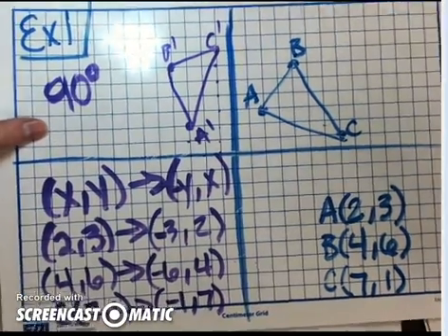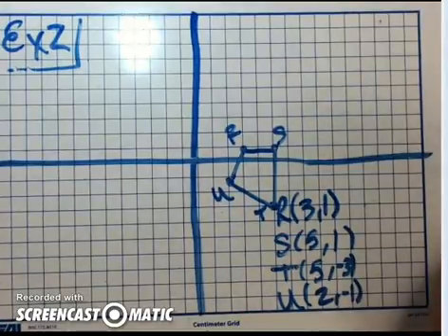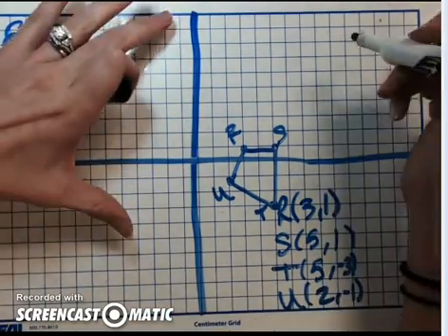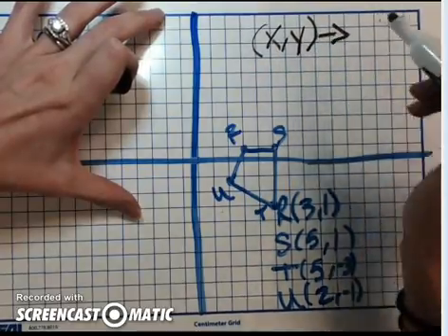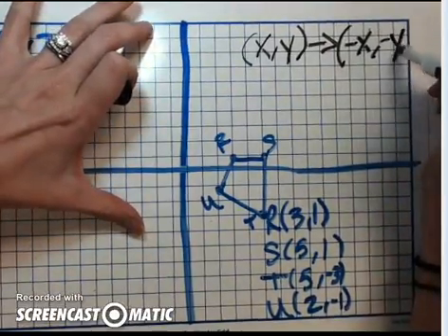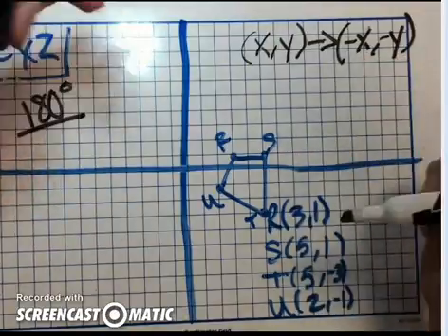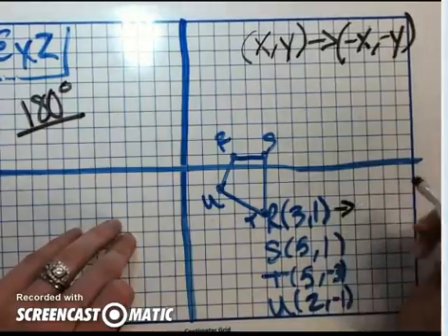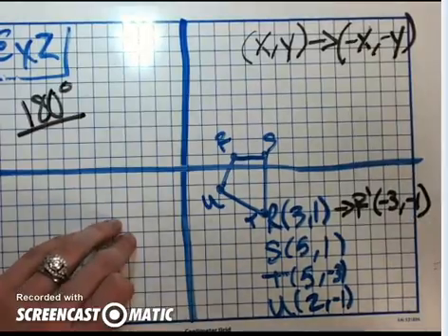Okay, so that was the rule for 90 degrees. Now we're going to do an example where we're rotating 180 degrees. The rule for a 180 degree rotation: you have your normal point (x, y), and when it undergoes your rotation, you're just changing the signs. Your x and y stay in the same places, they just change signs. So if we look at R, it's originally at (3, 1). Now it's going to become R prime at (-3, -1).